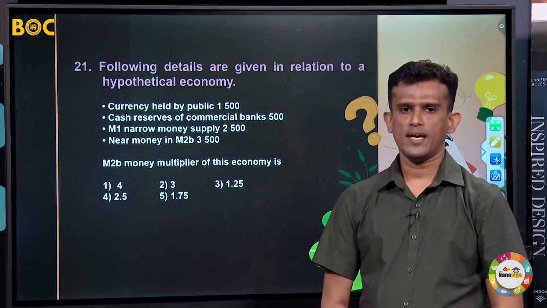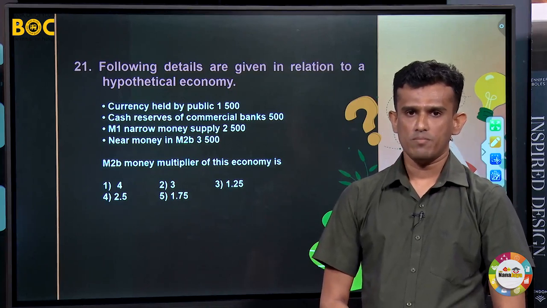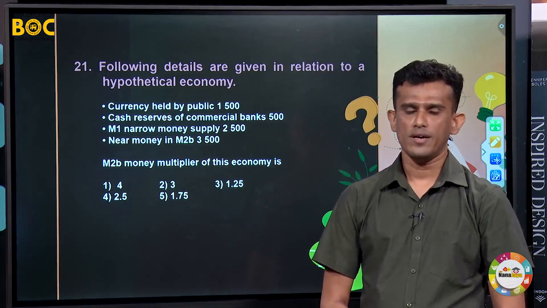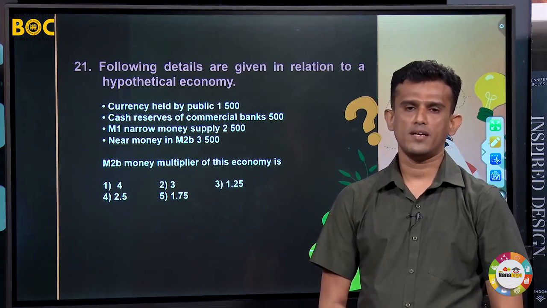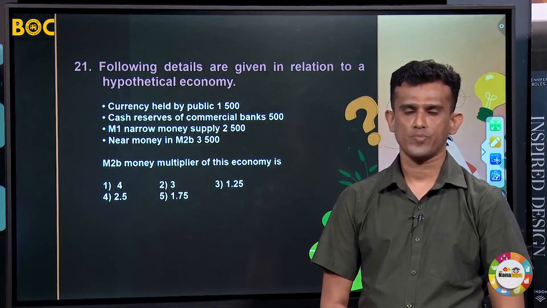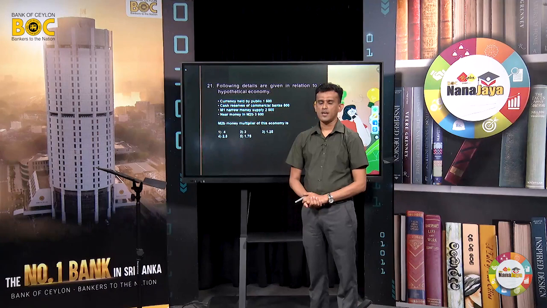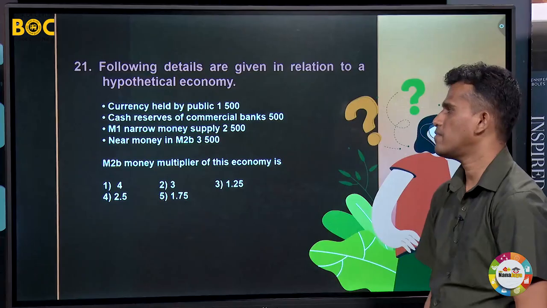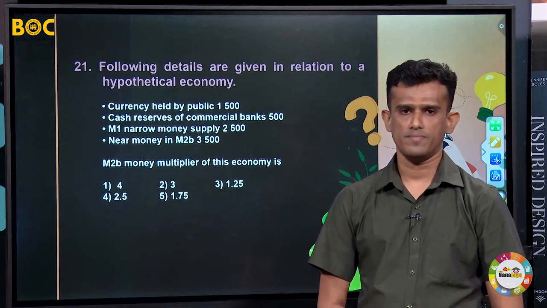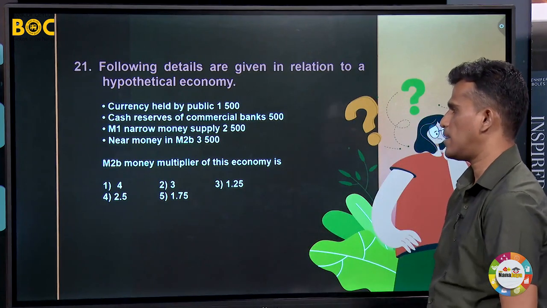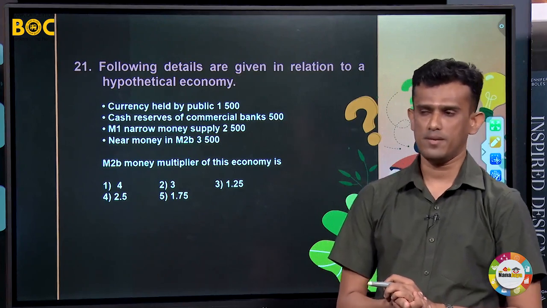The M2B money multiplier should be calculated by using the formula: M2B money supply divided by the high-powered money. Here in this question, they have not given us the M2B money supply, but they have given us information to calculate the high-powered money. So we will see how to calculate the M2B money multiplier. We need to know that in order to calculate it, we have to have the M2B money supply.